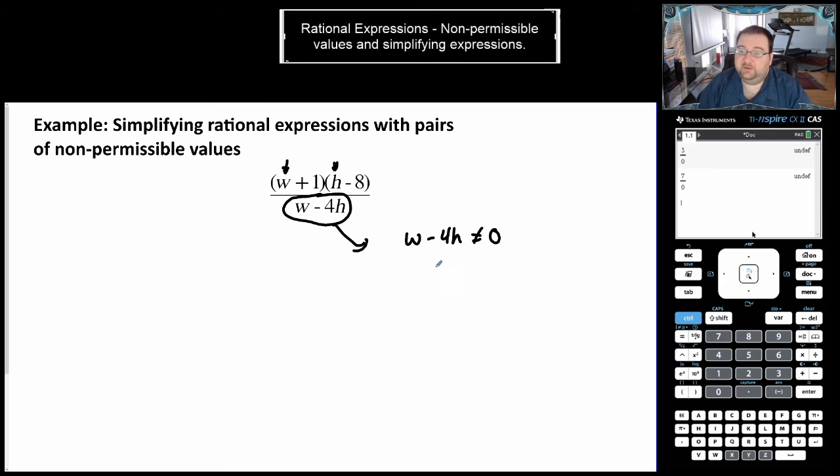Now you might be looking at this going, what the heck? Let's isolate w. That means w cannot equal 4h. And this is fine, guys. What this says is, let's throw in some numbers. If w was 1, what would h not be allowed to be? If w was 1, h would not be allowed to be 4. Or sorry, vice versa, right?